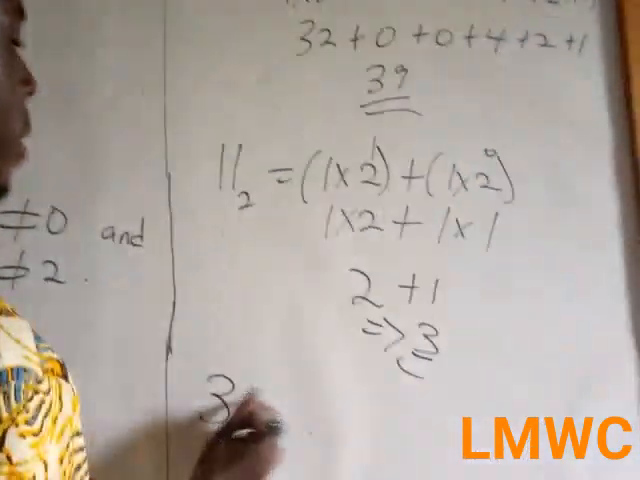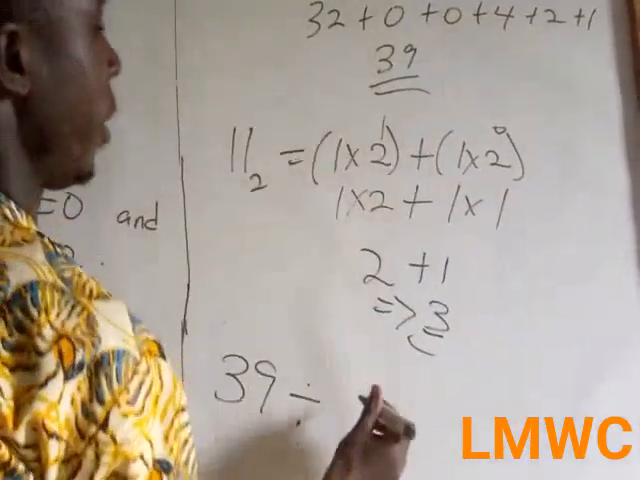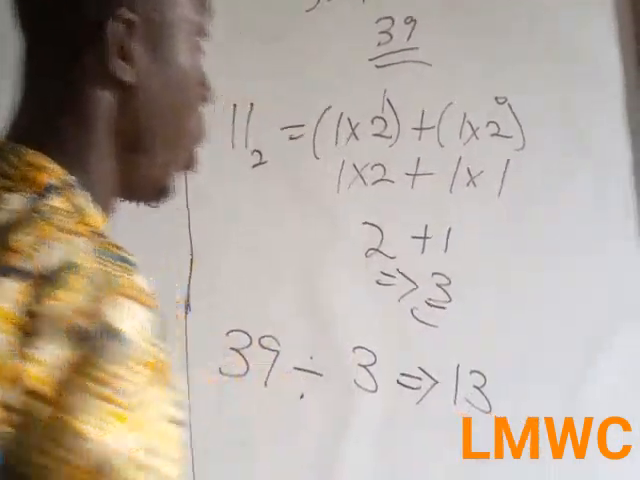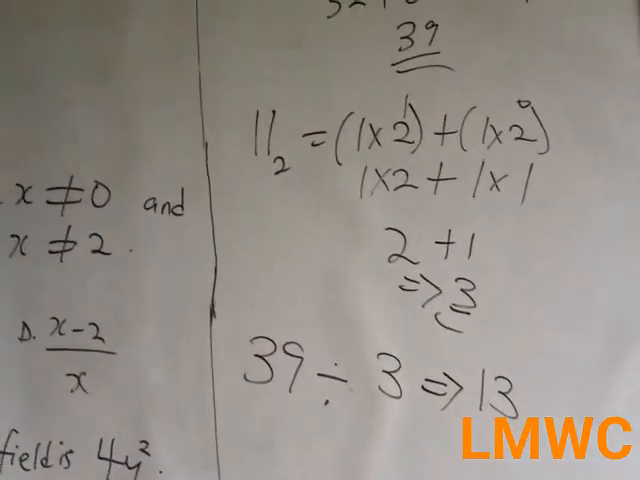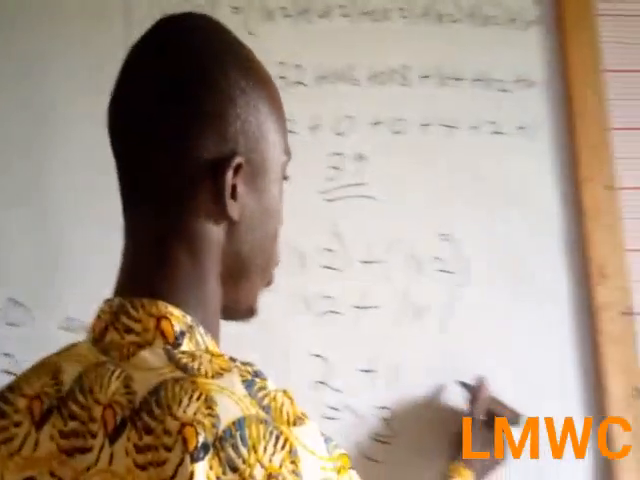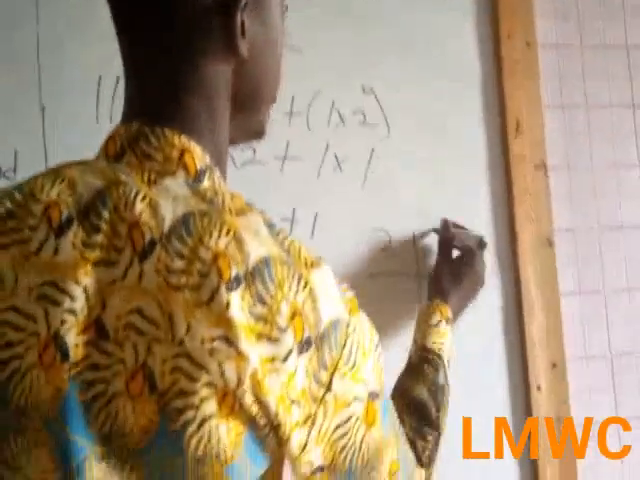So 39 divided by what? 3. And 39 divided by 3 we have 13, because 13 times 3 is 39. So you change 13 to base 2 because they have asked you to leave your answer in base 2.